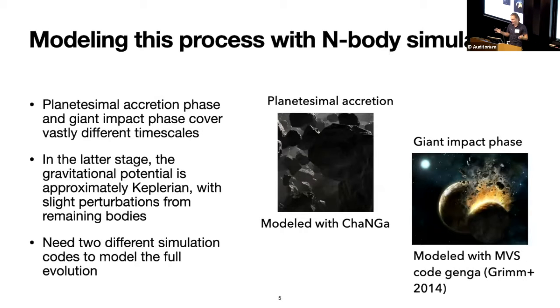The main difference between these two codes is that with Ganga, you smear out all of the mass of the bodies onto their orbit, and you treat your gravitational potential as approximately Keplerian. You treat the gravitational interactions between the bodies as perturbations. This works really well as long as you don't have lots and lots of bodies interacting all at the same time, which is true once you get further along in evolution, when you have fewer particles.